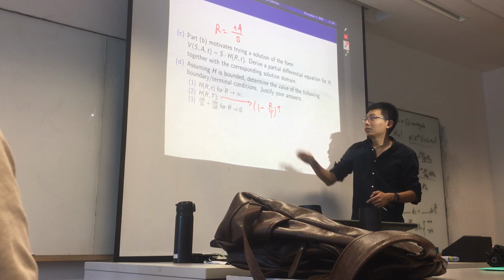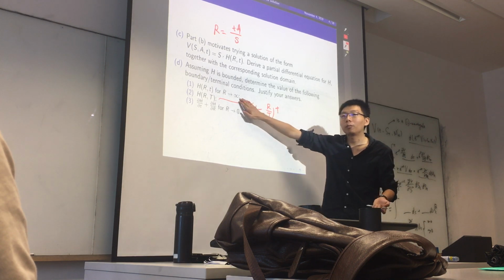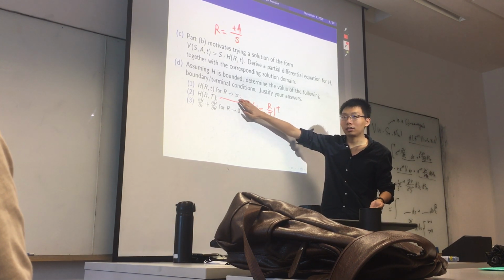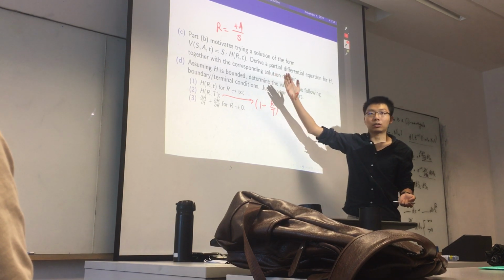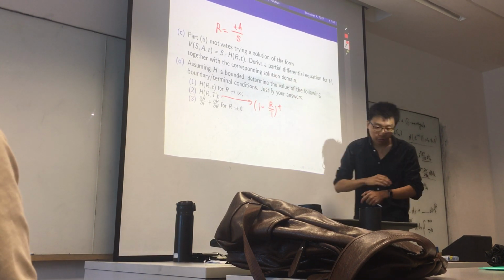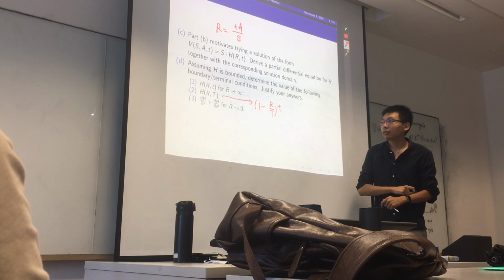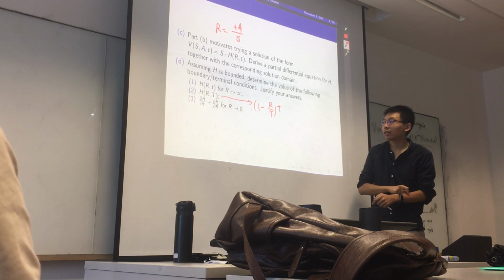In that case, the terminal payoff is 0. Then we can guess at least the initial value should be 0 when R goes to infinity. That's our boundary condition when R goes to infinity. So the boundary condition should be 0. That's our guess at least, and that's some intuition related to that.